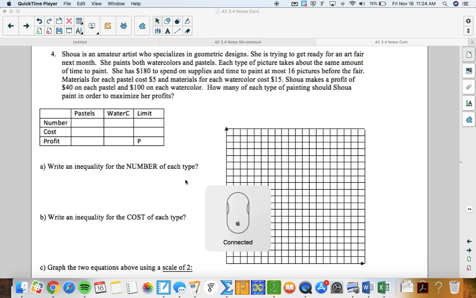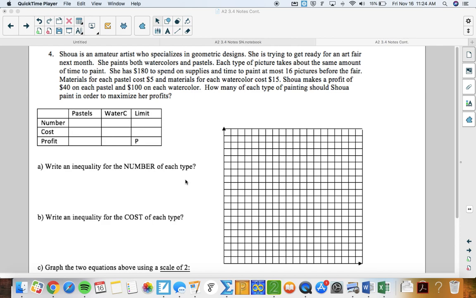So Shua is an amateur artist who specializes in geometric design. She is trying to get ready for an art fair next month. She paints both watercolors and pastels. Each type of picture takes about the same amount of time to paint. She has $180 to spend on supplies and time to paint at most 16 pictures before the fair.